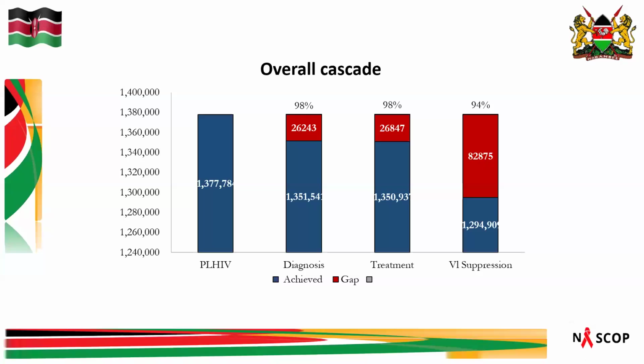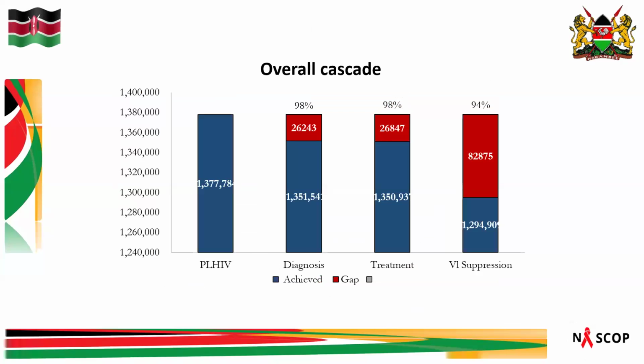Just to illustrate what I've indicated on the issue of achieving the UNAIDS targets of 95%, whereby the first 95 is about testing, the second 95 is about those who are tested to be put on treatment, and the other 95% is usually about those who are on treatment to be virally suppressed.